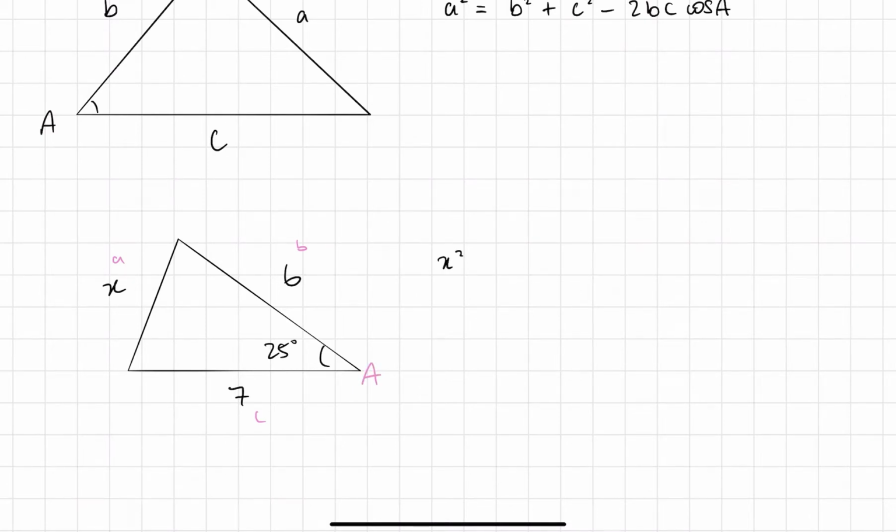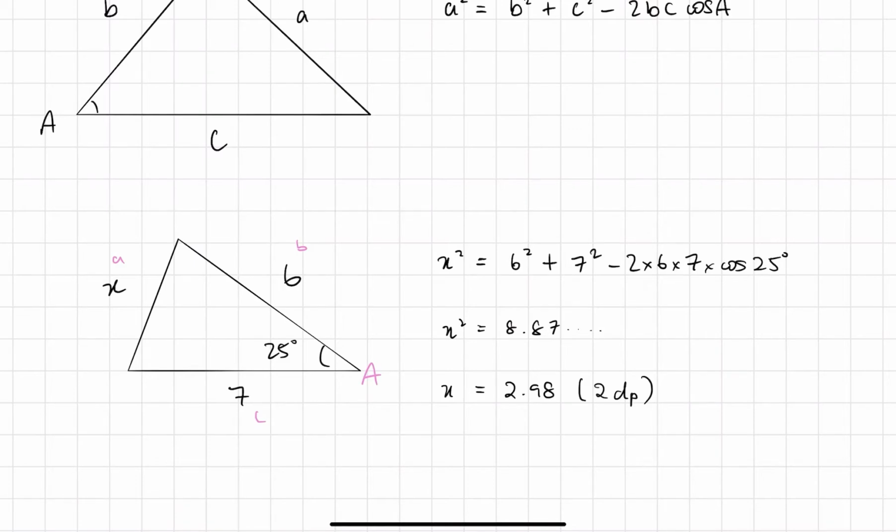So we can say x squared is equal to 6 squared plus 7 squared minus 2 times 6 times 7 times cos 25 degrees. Now the right hand side, that's all numbers, so we can just chuck that into our calculator. Looks like we get 8.87. Okay, keep that in your calculator because we're just going to square root that number anyway. Okay, and the answer is 2.98, let's say, to 2 decimal places.